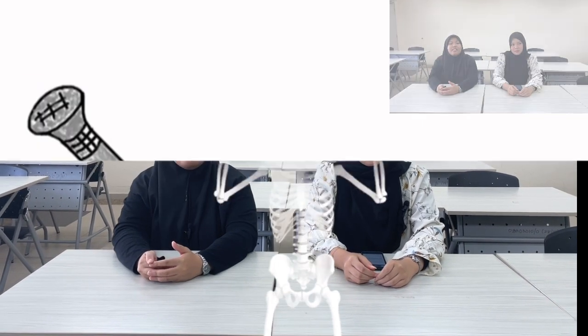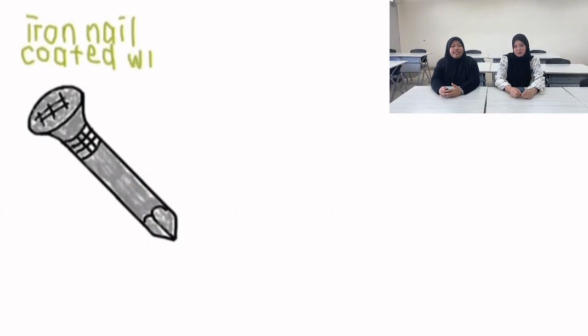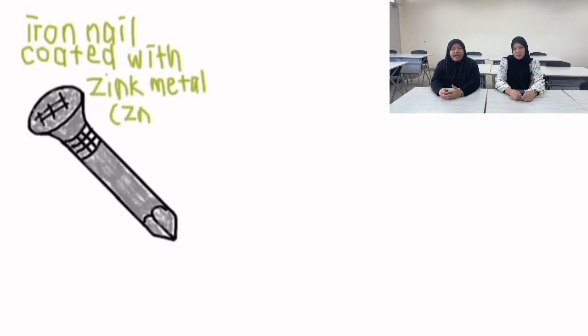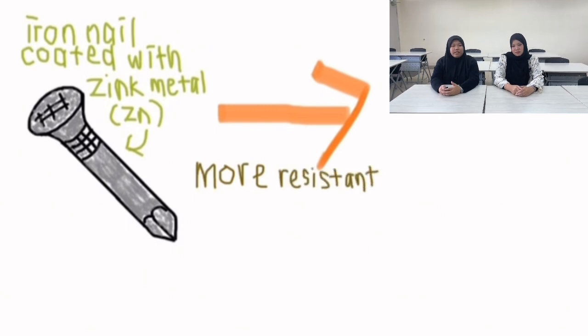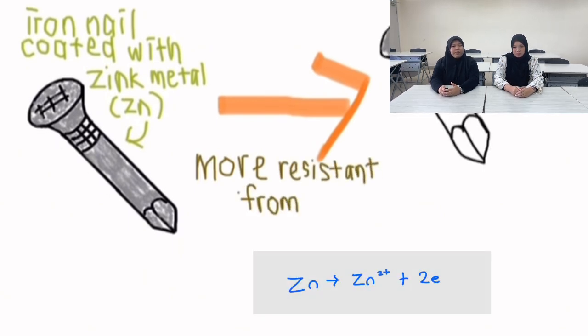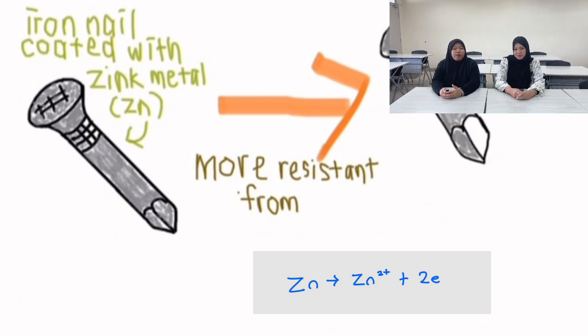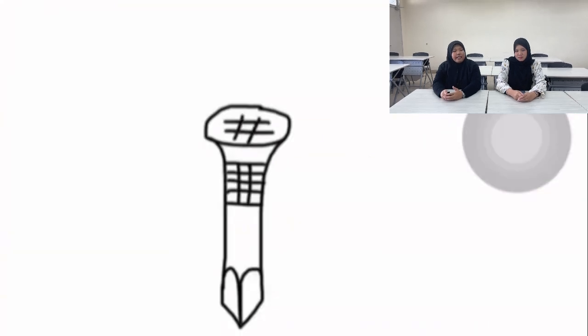Now that we have talked about the stages in the formation of rust, we will discuss further and look at how other metals can affect the rusting of iron. Situation 1: the iron nail is coated with zinc metal. When the iron nail is covered with zinc, the iron nail becomes more resistant to rusting. This is because zinc metal is more electropositive than iron metal. Therefore, even when the protective layer, which is zinc, is exposed, the iron nail is still protected from rusting.